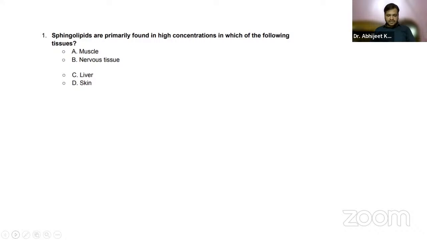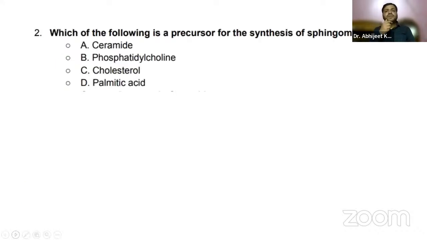The sphingolipids are found in high concentrations in which of the following tissues? Very good, Manvi. It is the nervous tissue. Now, which of the following is a precursor for the synthesis of sphingomyelin? Can you tell me? Very good. It is the ceramide.